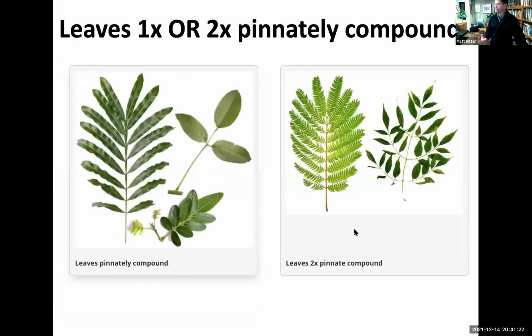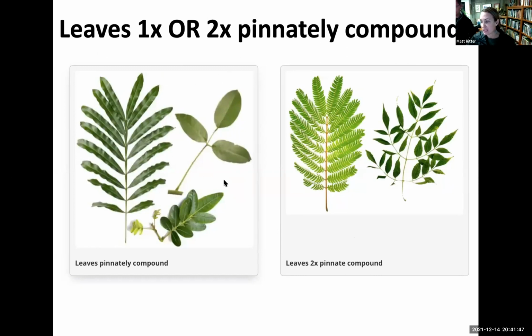If you choose that you have a compound leaf, the next question that you'll be asked is what kind of compound leaf? And here is just an example of leaves that are pinnately compound. So that's leaves that are like a feather, just like we talked about in fan palms. So they have a central axis and the leaflets are coming off of that central axis.